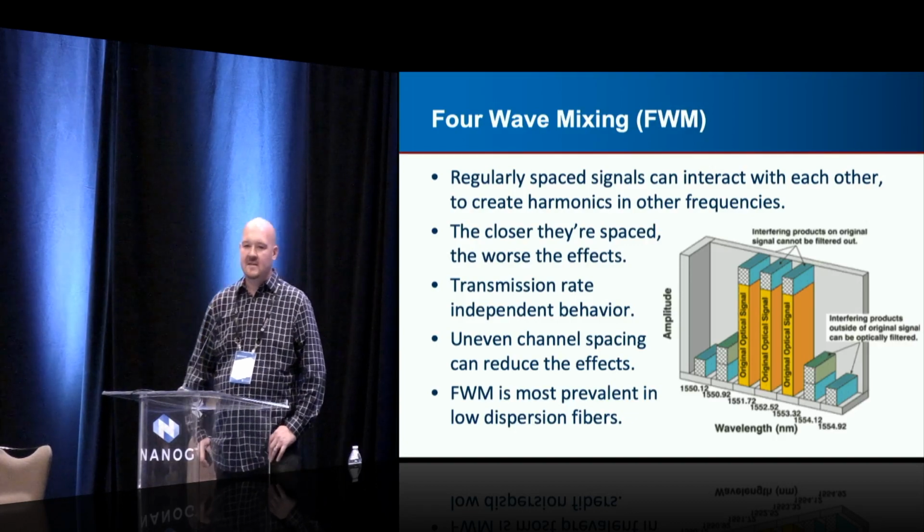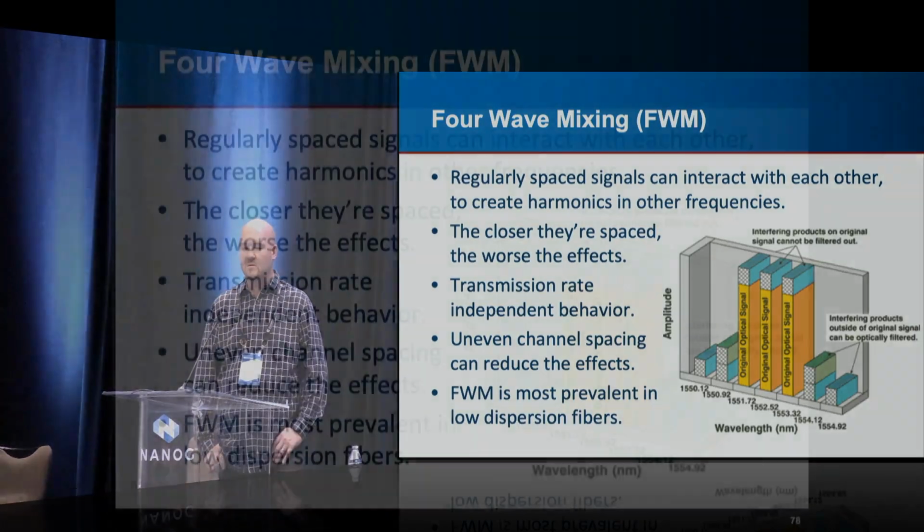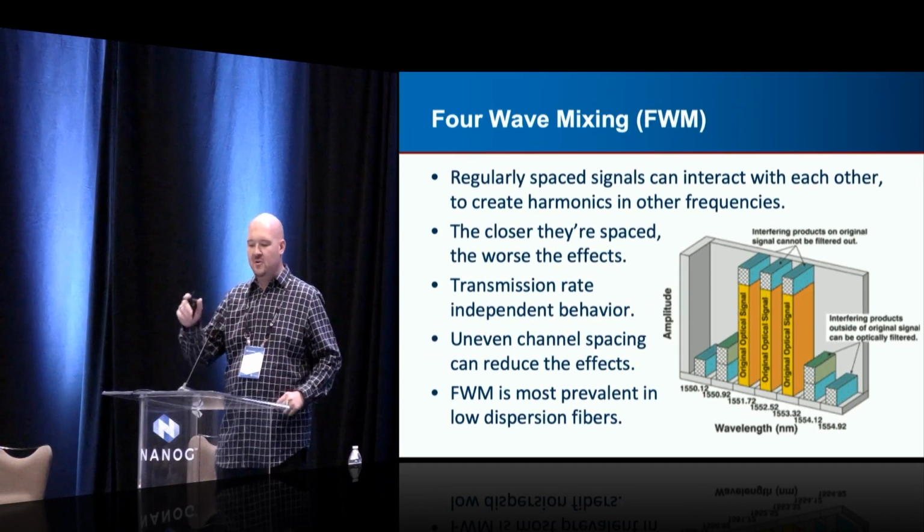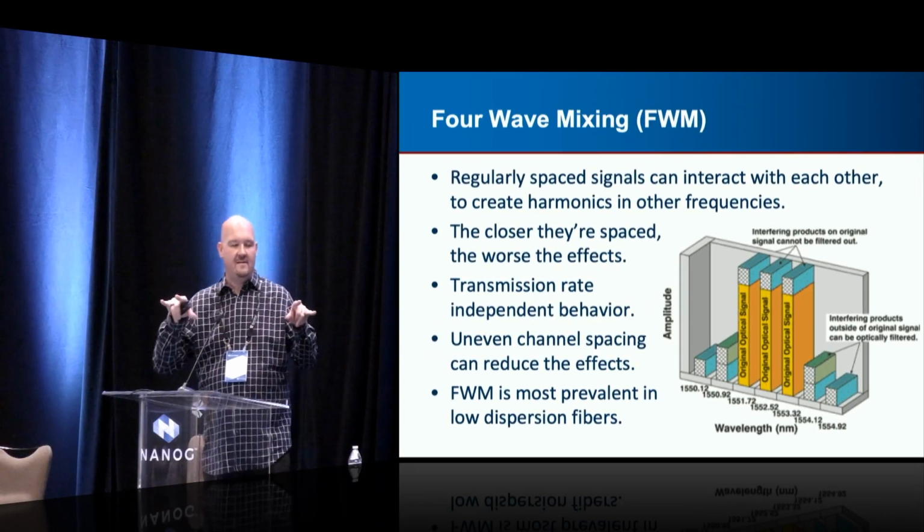Four-wave mixing is an interesting one. This is what happens when the regularly spaced channels actually interfere with each other and create harmonics. So in this little diagram, you see the orange signal. These are 3 regularly spaced signals. These are the carriers that you're actually trying to transmit data on. And what's happening is because there's so little dispersion on this fiber, the wavelengths are interacting with each other. They're creating harmonics. So you create harmonics to the side on unused bands.